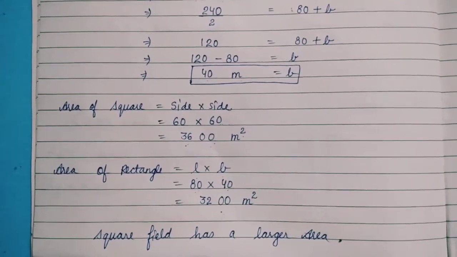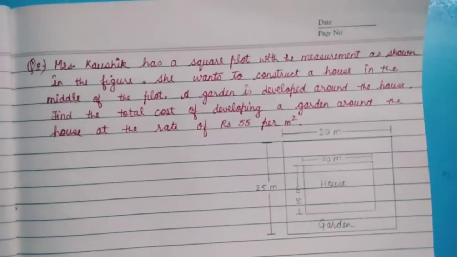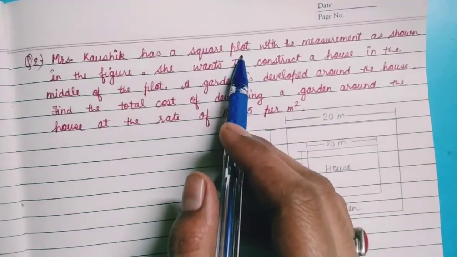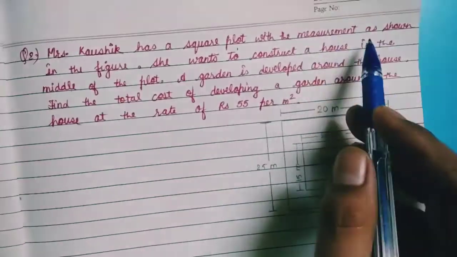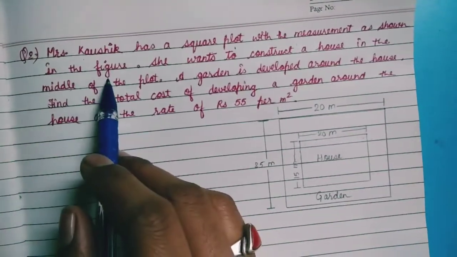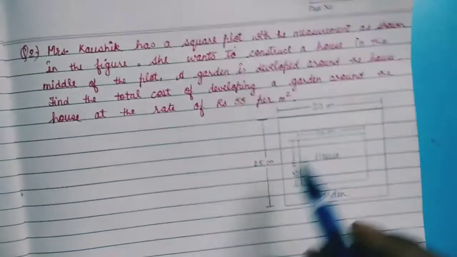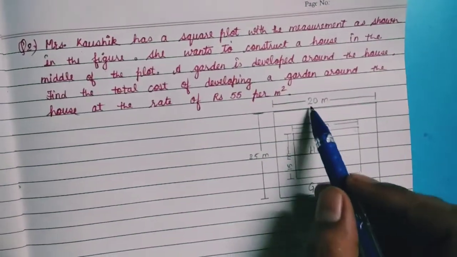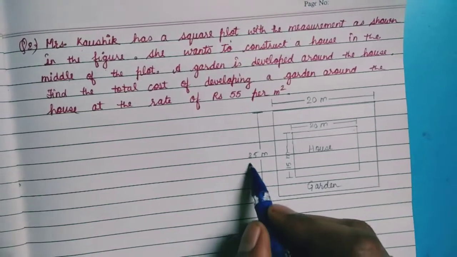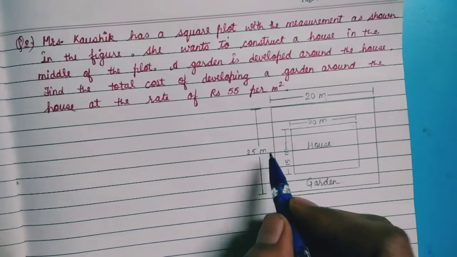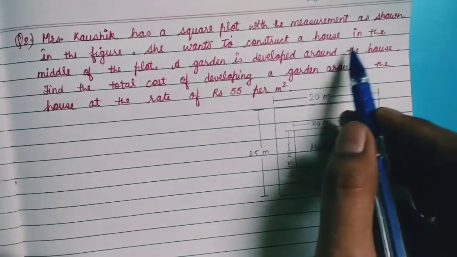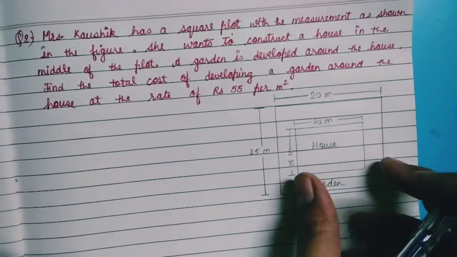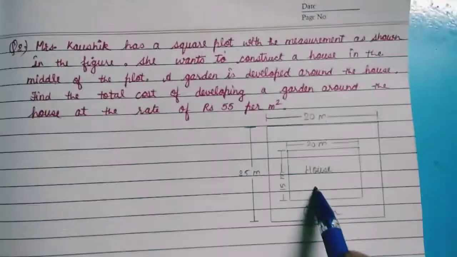Now we will go with question number 2. Question number 2: Mrs. Kaushik has a square plot with the measurement as shown in the figure. Here we have a square plot and its measurement is 20 meter with 25 meter. She wants to construct a house in the middle of the plot. At exactly the middle, she wants to construct the house.